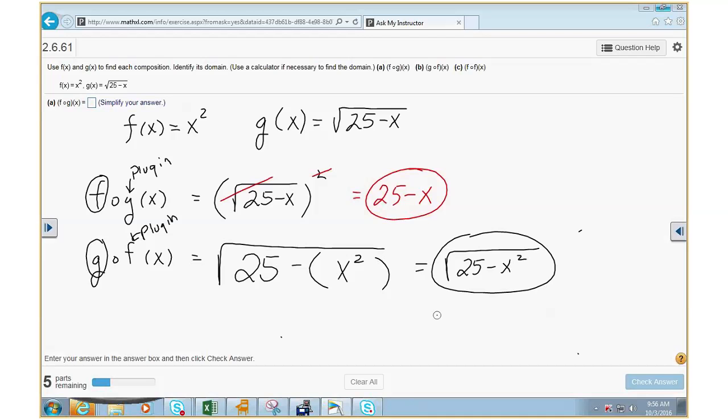Now, this is a radical, so you've got x squared minus 25 is equal to 0. X squared is equal to 25. X is equal to the square root of 25. So the square root of 25 is what? 5. So if you plug in 5, you're going to get 0. What if you plug in 6? You're going to get a negative. What if you plug in 7? So x has to be less than or equal to what? 5. That's your domain.